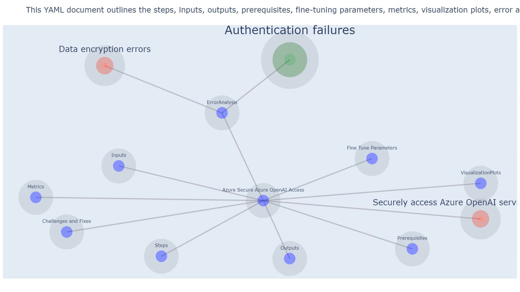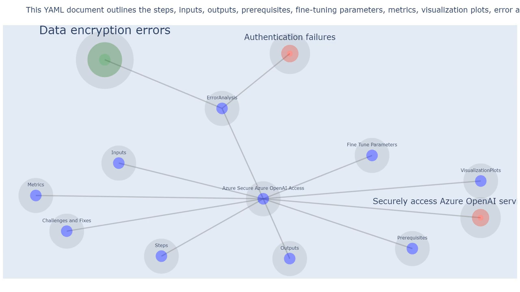Analyze instances of authentication failures, such as incorrect credentials, expired tokens, or network connectivity issues, to identify the root causes and implement corrective measures. Investigate occurrences of data encryption errors, such as decryption failures or corrupted data, to determine the source of the errors and implement appropriate solutions to ensure secure and reliable data processing.